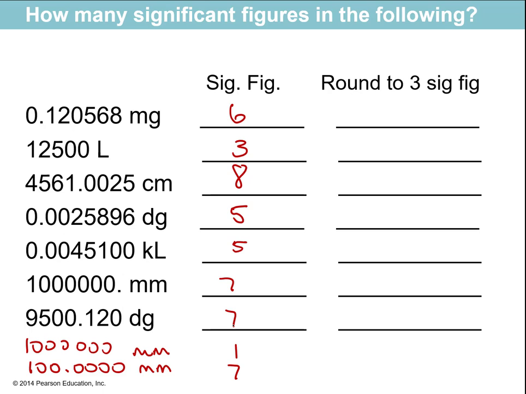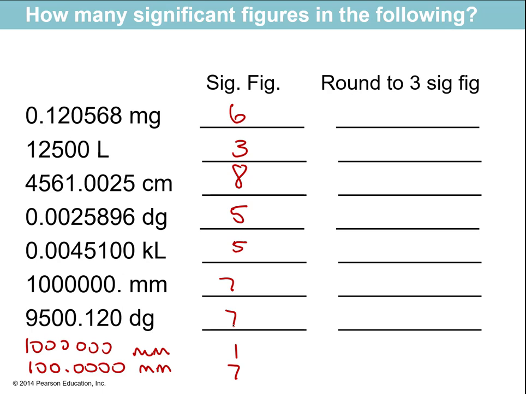But if I wanted to round, what is the rule for rounding? If you want to round a number, if it is 5 or greater, that is our rule. 5 or greater, you round the number up. Anything less than 5, you round the number down. Okay?